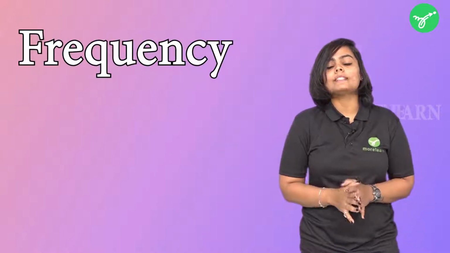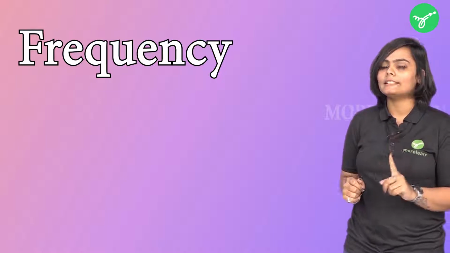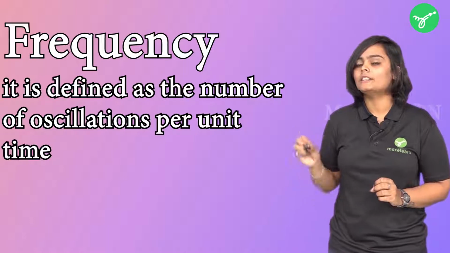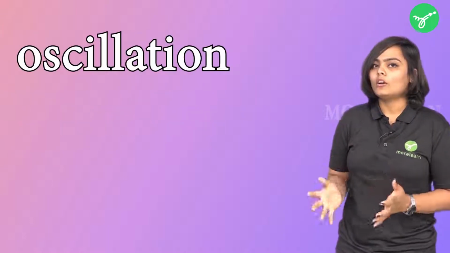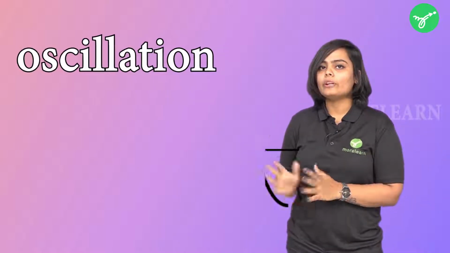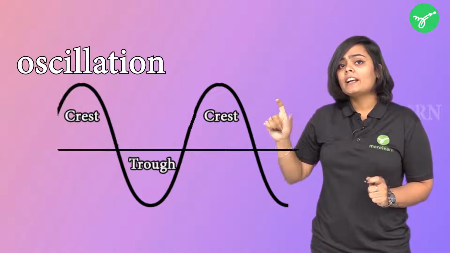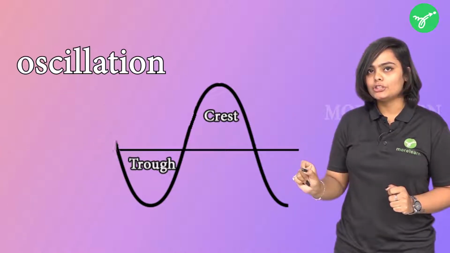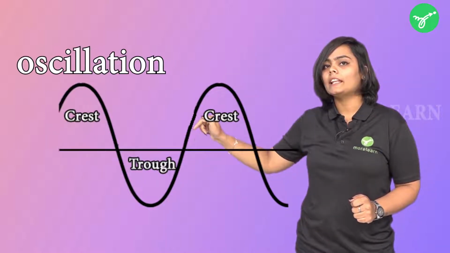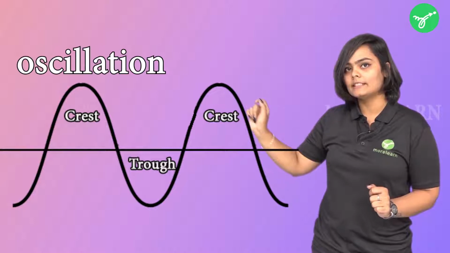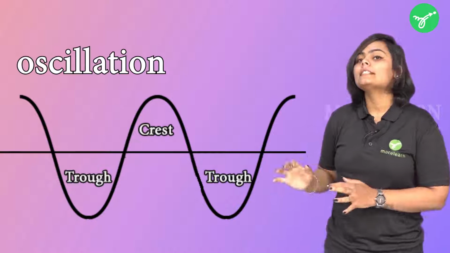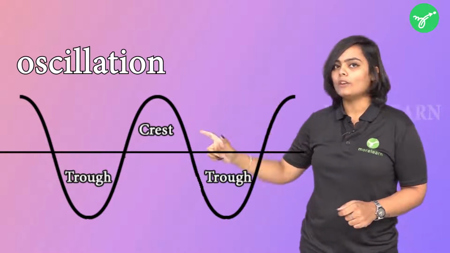To understand frequency, it becomes very important for us to understand the term oscillations, because frequency is defined as the number of oscillations per unit time. Now what are oscillations? When we talk about a longitudinal wave, as I already told you, it has hills and valleys. When we consider one complete cycle of the longitudinal wave, that is starting from the hill, going to the valley and again coming back and ending at the hill, it would have two crests and one trough, or two troughs and one crest. So this is one complete cycle which is known as one oscillation.